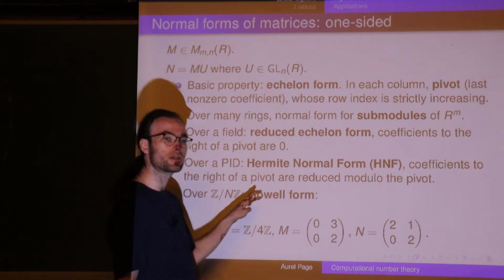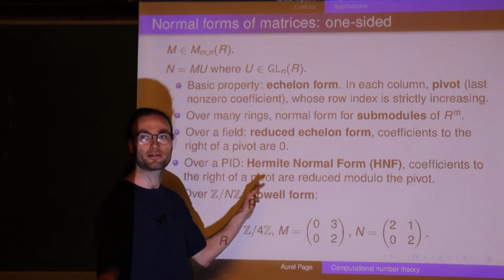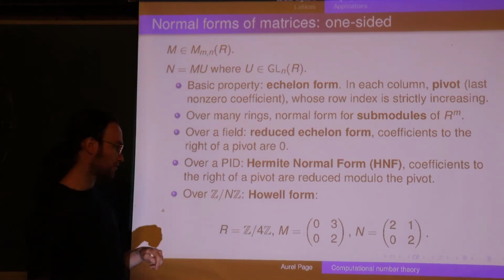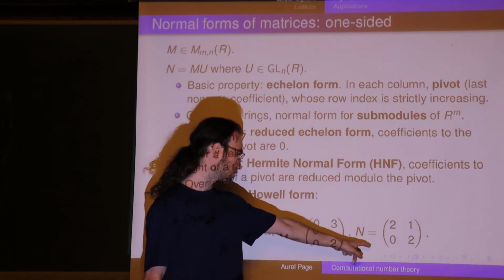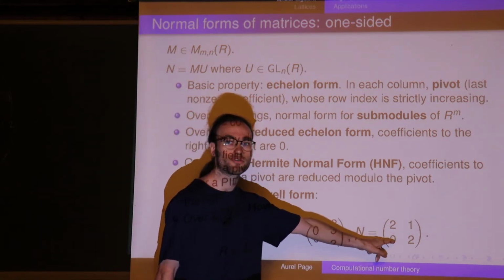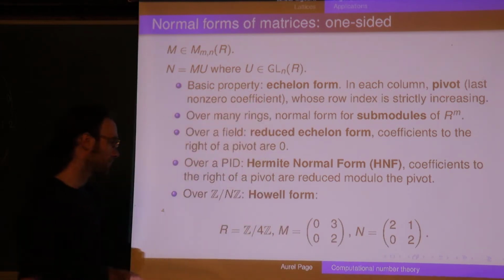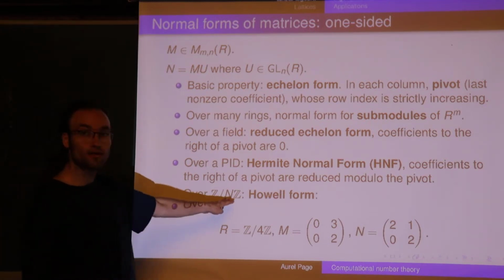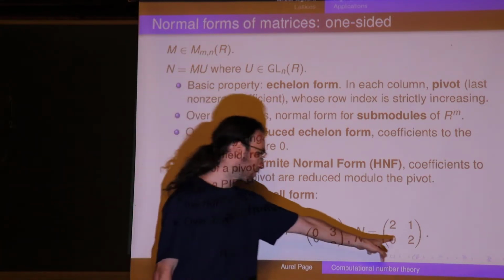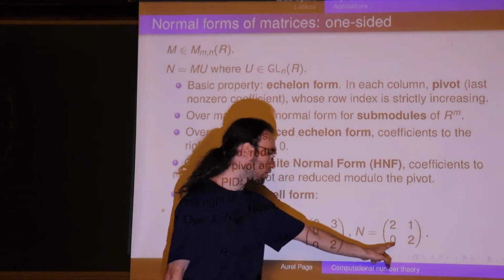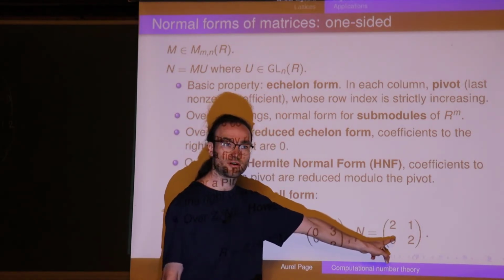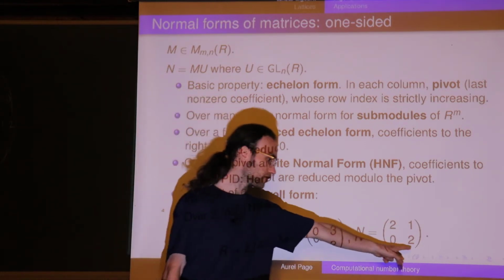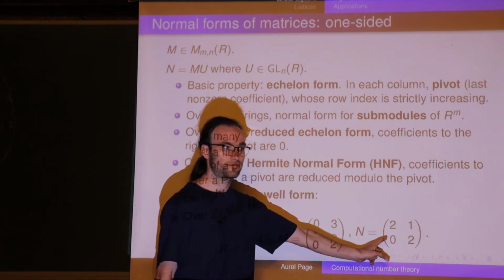I don't want to give you details about this, just make you aware that you have to be more careful than usual when your ring has zero divisors. So in this particular case, this is in Howell form. This is the normal form. And so in particular, over this kind of rings, the normal form doesn't necessarily have as number of columns the minimal number of generators of the module. This is a module that can be generated by just one vector, but the normal form has two vectors.